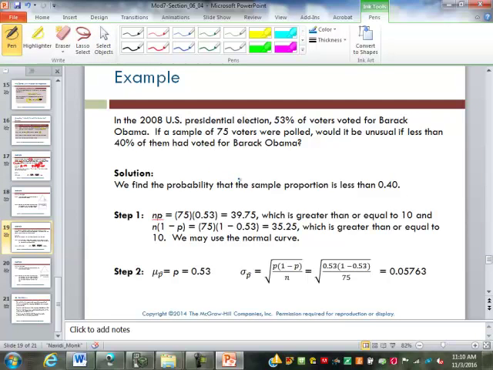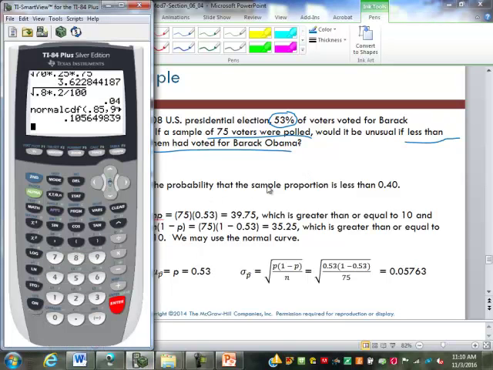Another example, 2008 presidential election. 53% of the voters voted for Barack Obama. If a sample of 75 voters is polled, would it be unusual for less than 40% to have voted for Barack Obama? I'm going to put this right in the calculator. Rather than finding the mean and the standard error, second distribution, normal distribution.